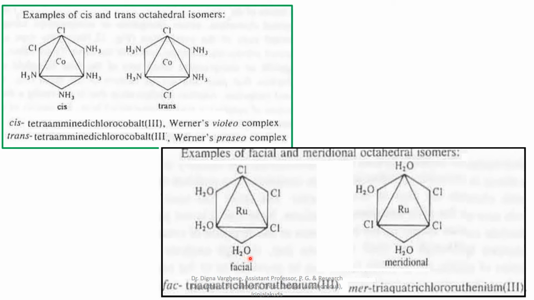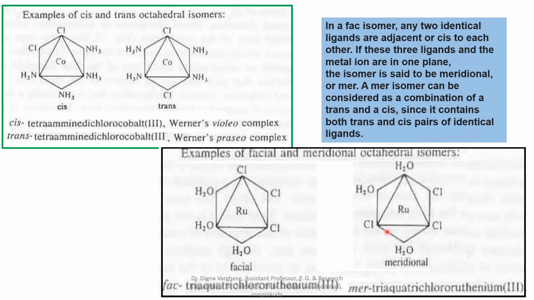Here you can see the facial arrangement. Here the three ligands are in the same plane. Here you can see the meridional isomer. This is the cis form and the meridional isomer is the trans form. Here the ligands are on opposite sides. You can see in facial isomerism, any two identical ligands are adjacent or cis to each other. If these three ligands and the metal ion are in one plane, the isomer is said to be meridional or MER.